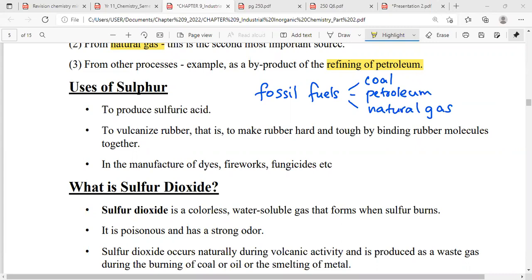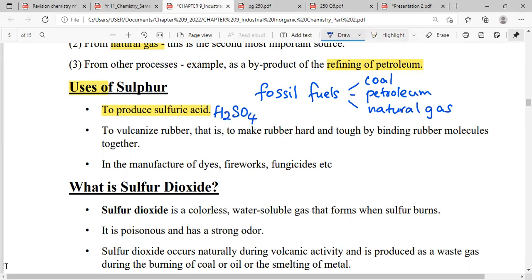The major use of sulfur is to produce sulfuric acid. Now, what is the formula for sulfuric acid? Who remembers the formula for sulfuric acid? H2SO4. Okay, good. All right.